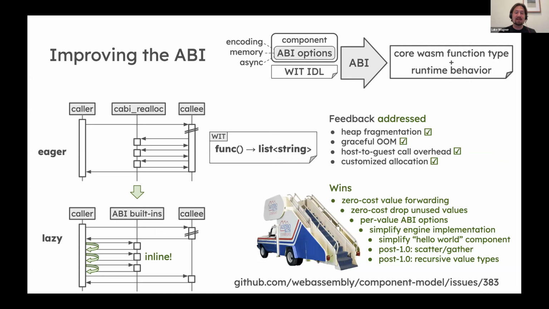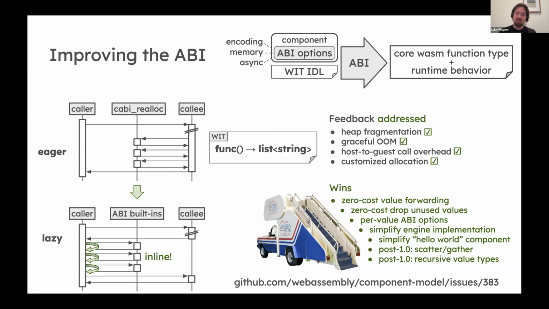It'll also simplify hello world components by removing the call_indirect shenanigans that confuse newcomers when they look at their first component, and they're like, what's all this stuff? And lastly, the lazy approach sets us up well for post-1.0 additions like the ability to gather a single list via iovec and the ability to have recursive types. So a lot of great stuff falls out of this change.